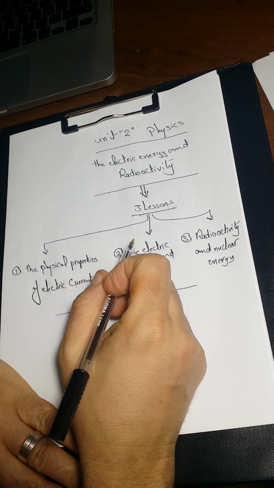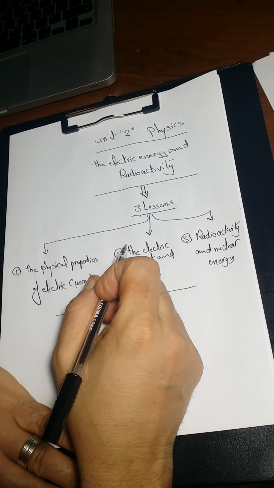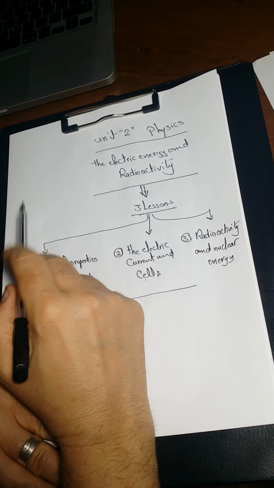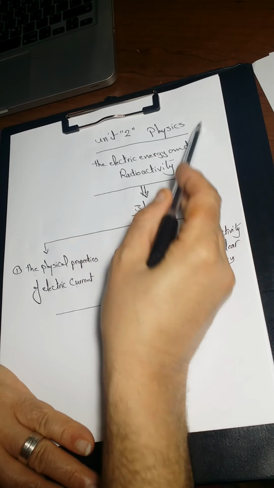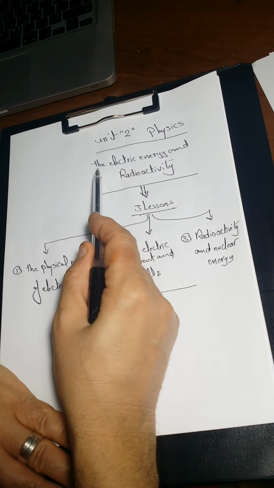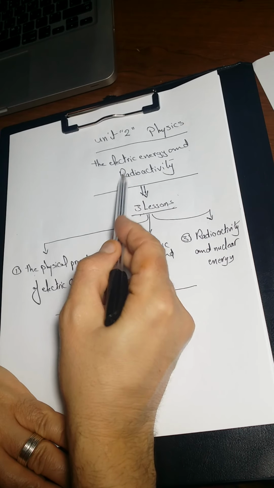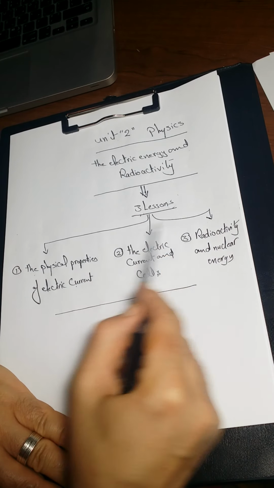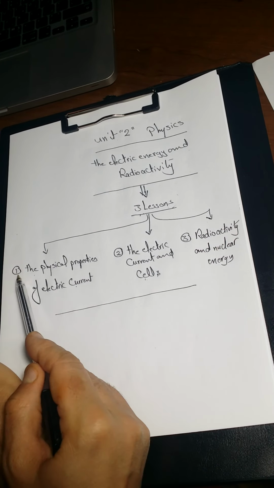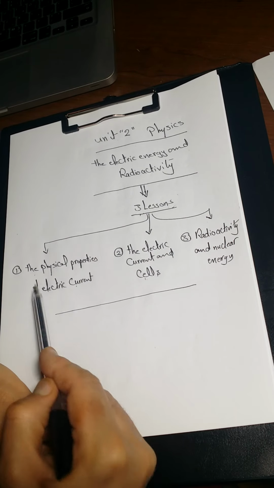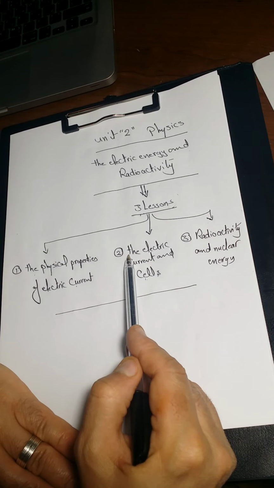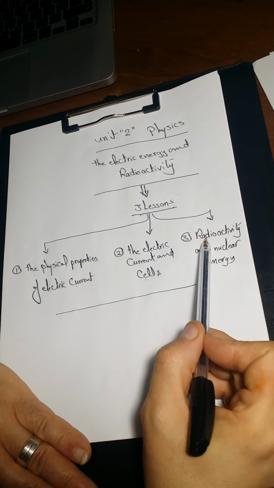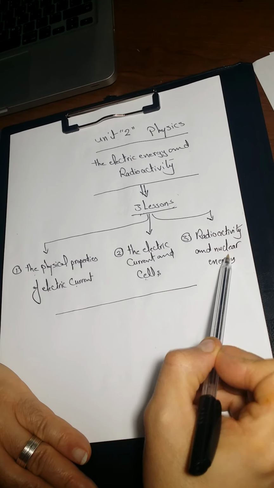Dear Middle 3 students, today, God willing, we are going to start Unit 2. Unit 2, as I told you before, is a physics unit. Its title is The Electric Energy and Radioactivity. In this unit, we are going to study 3 lessons. Lesson number 1 is about the physical properties of electric current. Lesson number 2, the electric current and the electric cells. Lesson number 3 is about radioactivity and the nuclear energy.